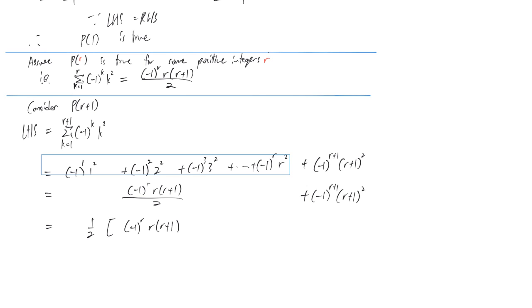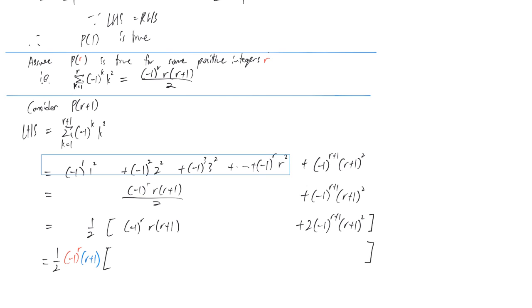If we extract 1 over 2, which means every term times 2. Afterward, we are trying to simplify it, and the best way to simplify it is taking out the common factor. I find that negative 1 to the power of r is common, so I try to take it out. At the same time, I think that r plus 1 is common, so I try to take out r plus 1 also.